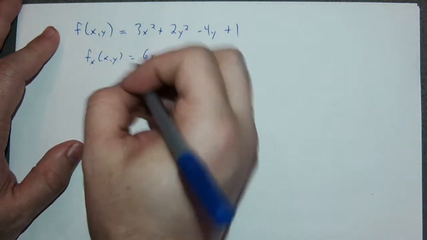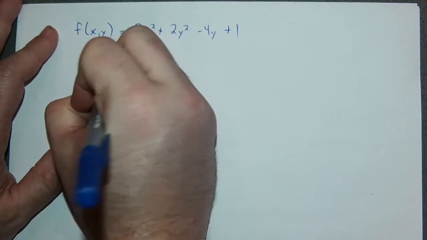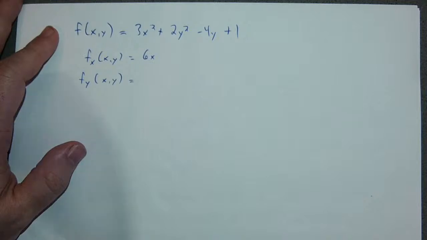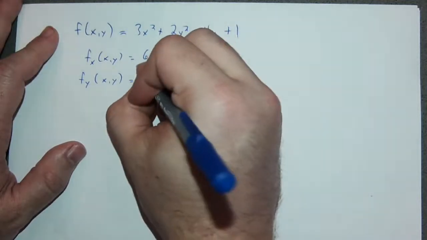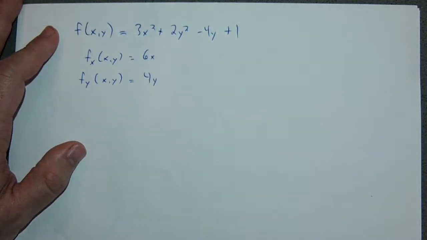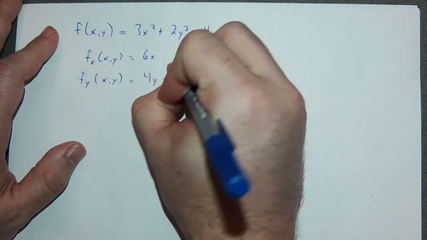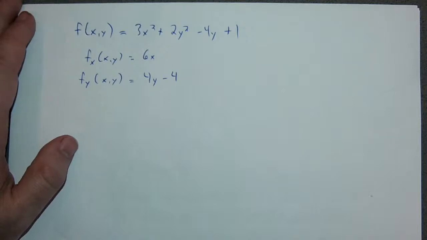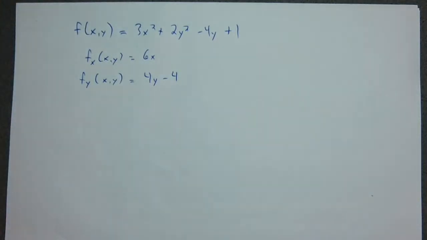So just 6x. The y partial of f, well, the y partial of the first term is 0. The y partial of the second term is 4y. The y partial of the third term is minus 4. And the y partial of plus 1 is 0. Okay. So there are my x and y partials.